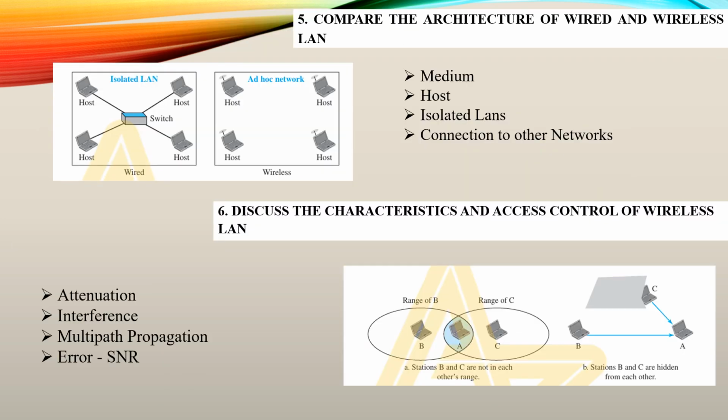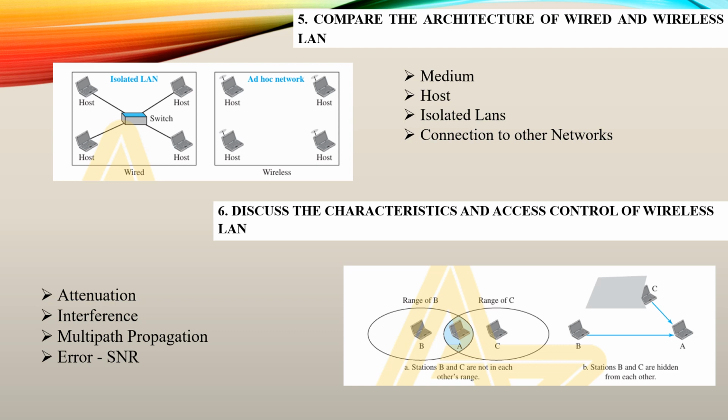Next, compare the architecture of wired and wireless LAN. This is wired, having a switch connected to each host, and here you don't have any switch, the host is at one end, but still communication takes place. This is wireless. So what is the architecture? Medium, host, isolated LANs, connection to other networks. The medium will differ from wired to wireless. Wireless is air, the medium is air. Here you have transparent transmission links that are connected.